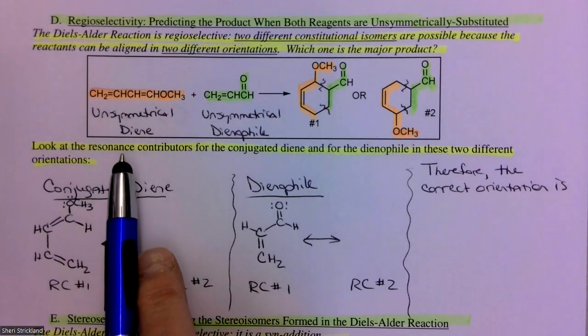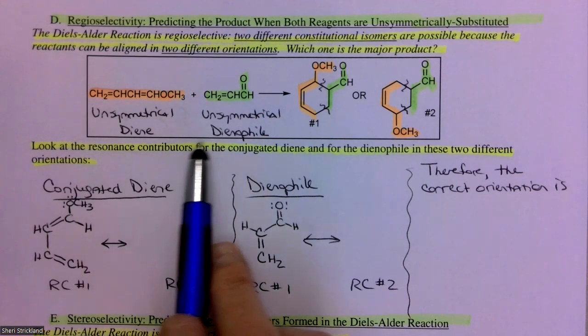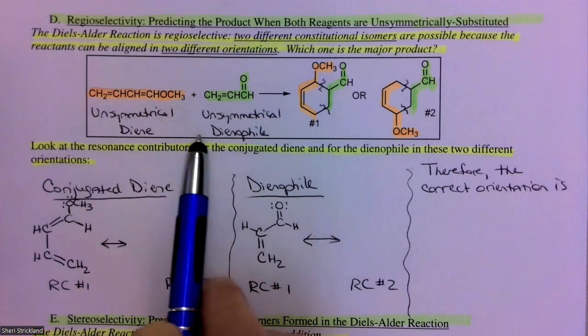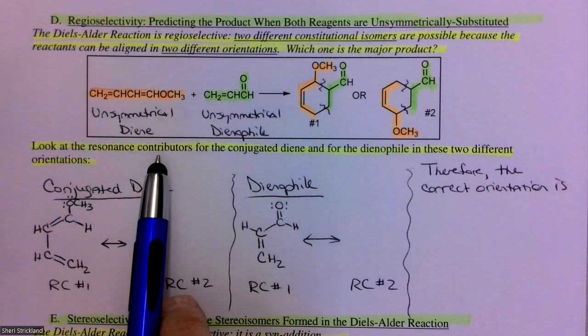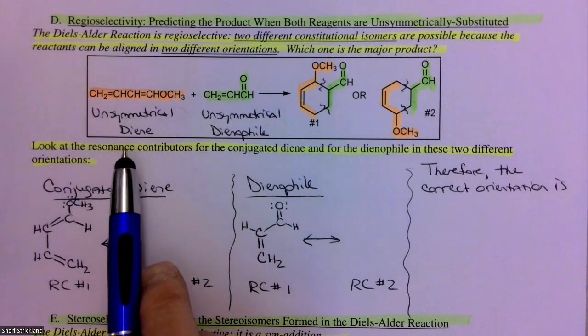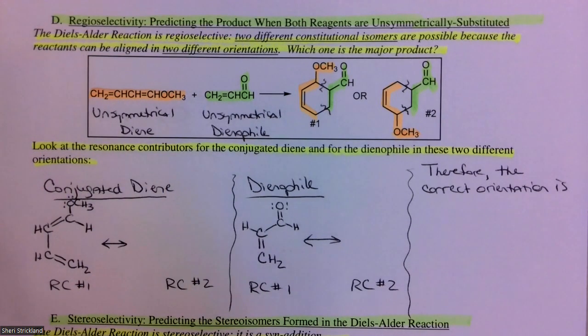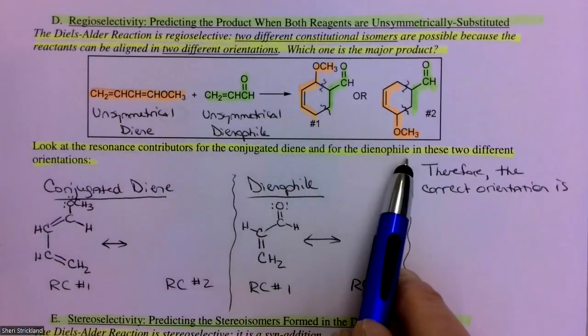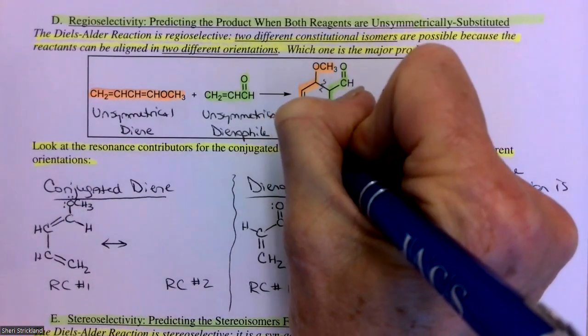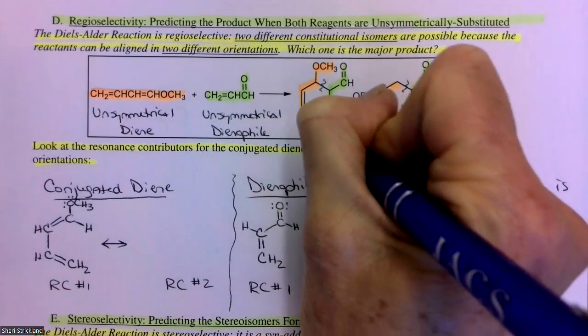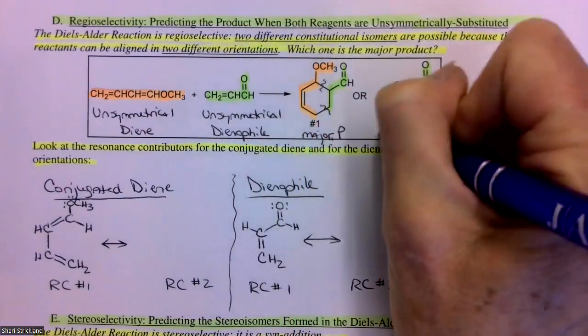In the case where you have an unsymmetrical diene and an unsymmetrical dienophile, the Diels-Alder reaction will be regioselective. If even one of them is symmetrical, it's not. But in this case, I wanted you to see why it is that this one turns out to be the major product and this one isn't formed.